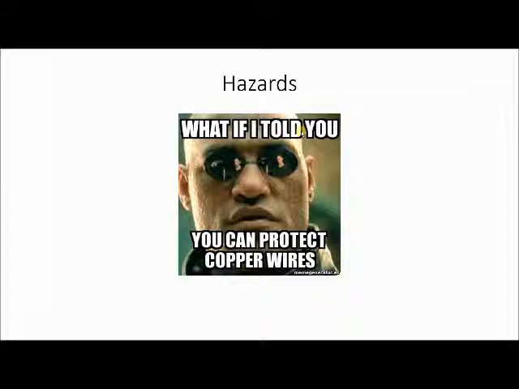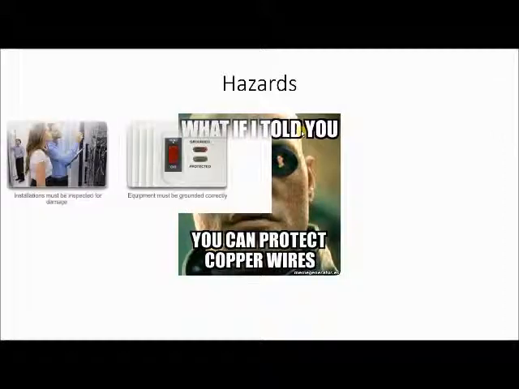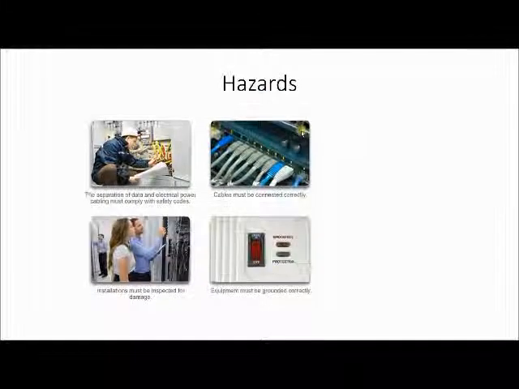Copper wires are very susceptible to electrical hazards, so we can prevent this from happening. In order to do this, the separation of data and electrical power cabling must comply with safety codes. Cables must be connected correctly. Also, installation must be inspected for damage. Equipment must be grounded correctly.